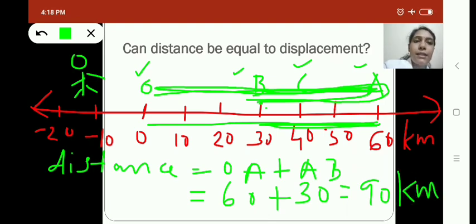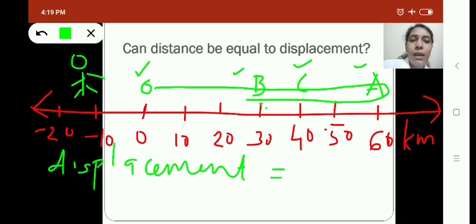So this is the distance covered by Ramu in his journey. Now what is the displacement of this journey? Displacement is the shortest distance between the initial and final position of the object. So in this journey, Ramu starts his journey from the point O, so O is the initial point. And finally, where is Ramu? Ramu is finally at the point B. So B is the final point.